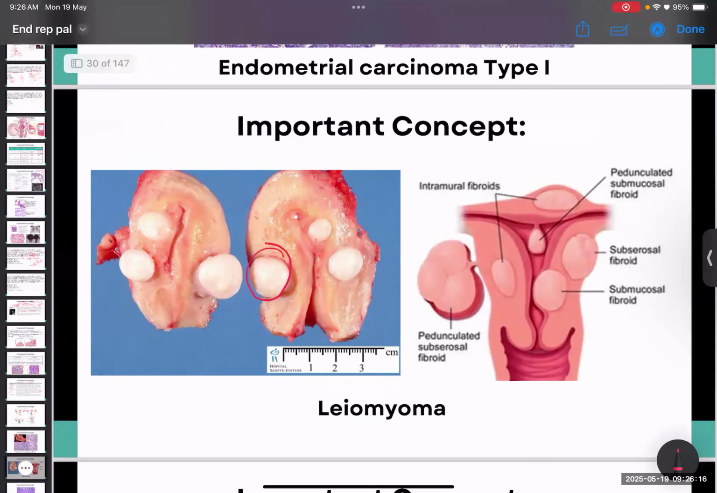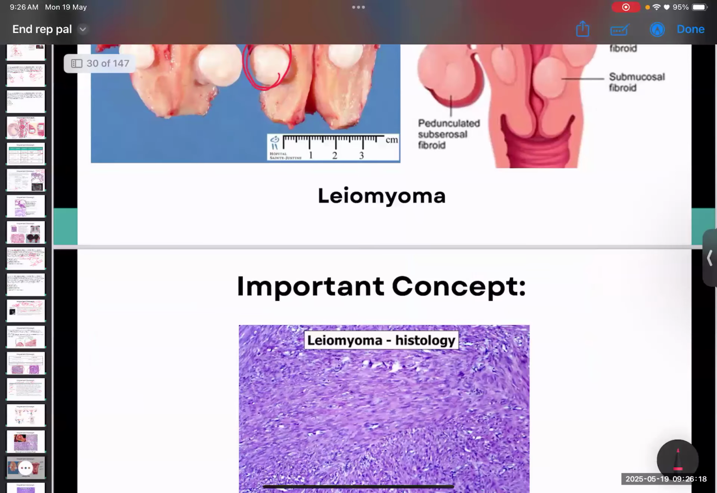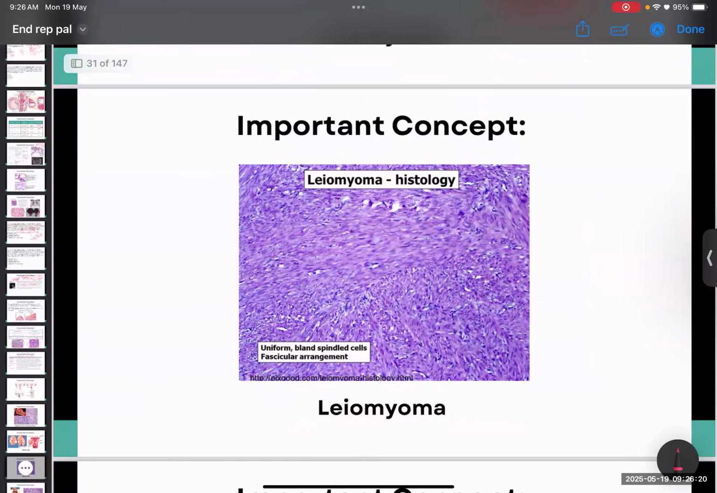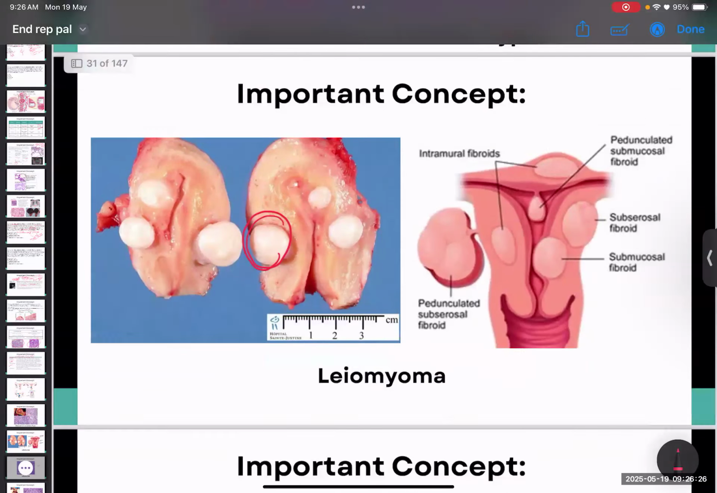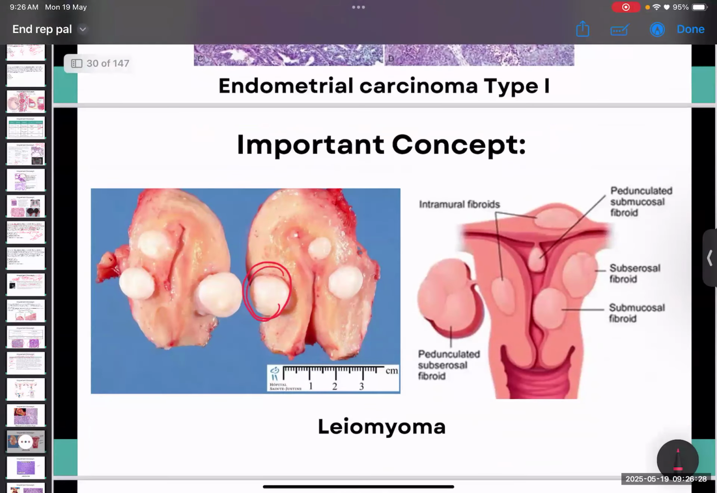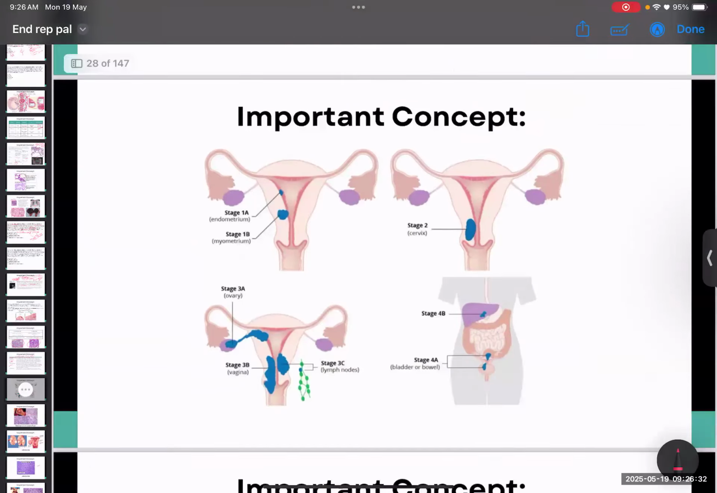So there's just a ball of white smooth muscles. And like I said, it's a tumor of benign smooth muscles. So you're just going to see spindle-shaped cells on histopath. And there's different types of leiomyomas or fibroids based on the location where they are in the uterus.